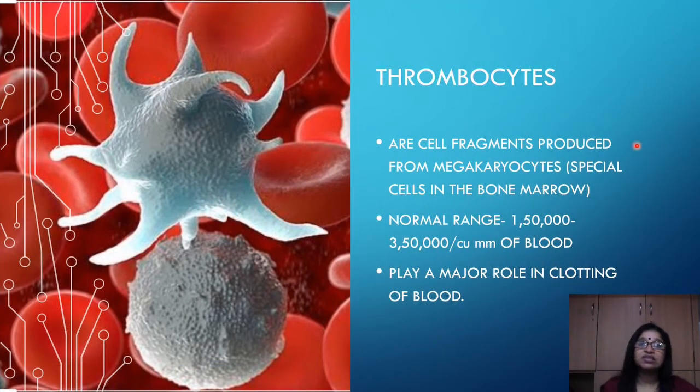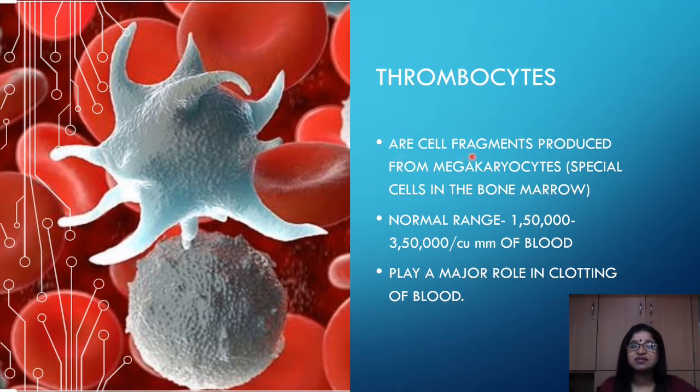We come to the third type of the cellular component, that is thrombocytes. When I talk of thrombocytes, they are the cells, they are platelets, the cells which help in thrombus formation, that is clot. A clot is known as thrombus. So these platelets or thrombocytes play a major role in the process of coagulation or clotting of blood. Hence, they are very, very important.